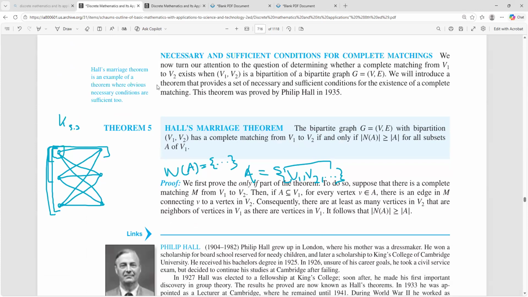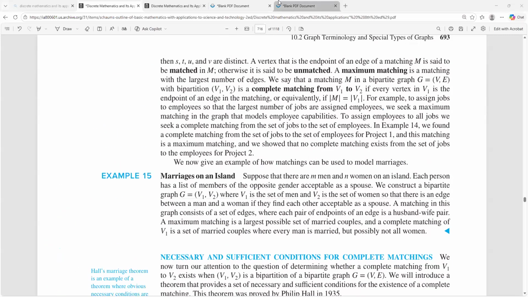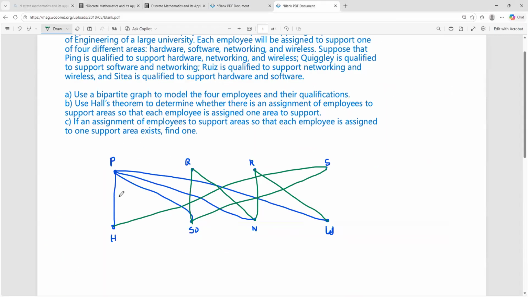Oh, complete matching. Wait a minute. I'm sorry. A complete matching means that everyone on this side can be matched to at least one thing from here. You'll see this problem in 323 a lot, the stable marriage problem. If every person in one set can get matched, like every man can get matched to a woman, that counts as a complete stable matching, right?